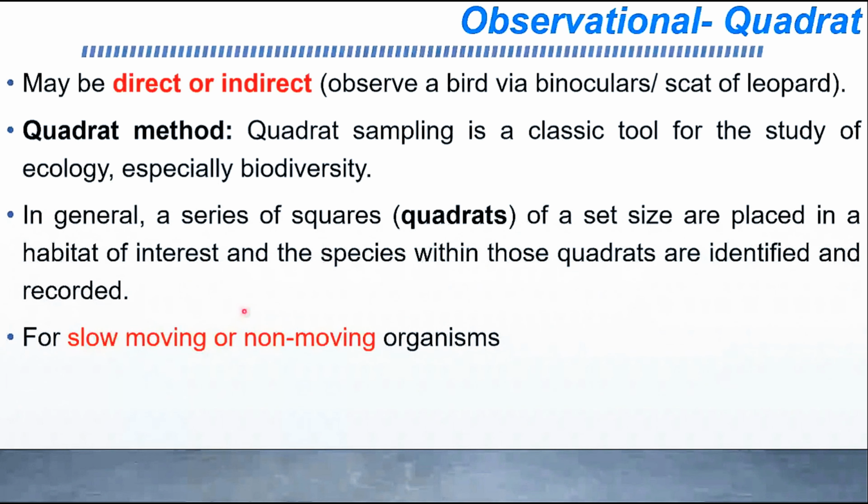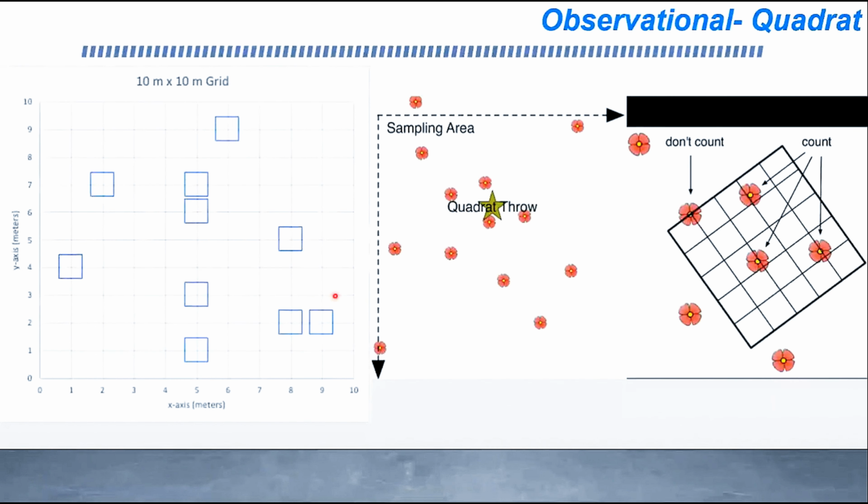Now, for what is it used? It is used mostly for slow moving organisms, right? Or non-moving organisms like plants, right? So quadrat is very commonly used. You use a square and you put it into an area of your choice. You place it randomly, and whatever organisms or plants come within the quadrat, you measure it.